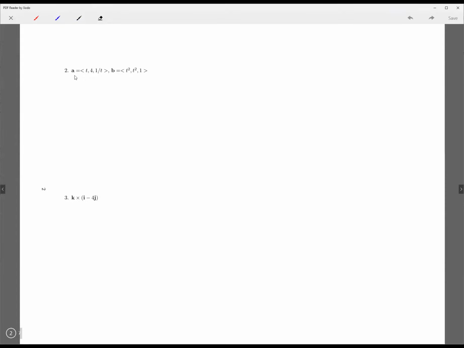So number 2, we're supposed to take the cross product of these two. Ooh, look at that. There's variables in there. How exciting. Okay, so A cross B. You're going to set up the determinant. The first row is going to be T, 4, 1 over T. And the second row is going to be T squared, T squared and 1. And then the first column goes down like that.